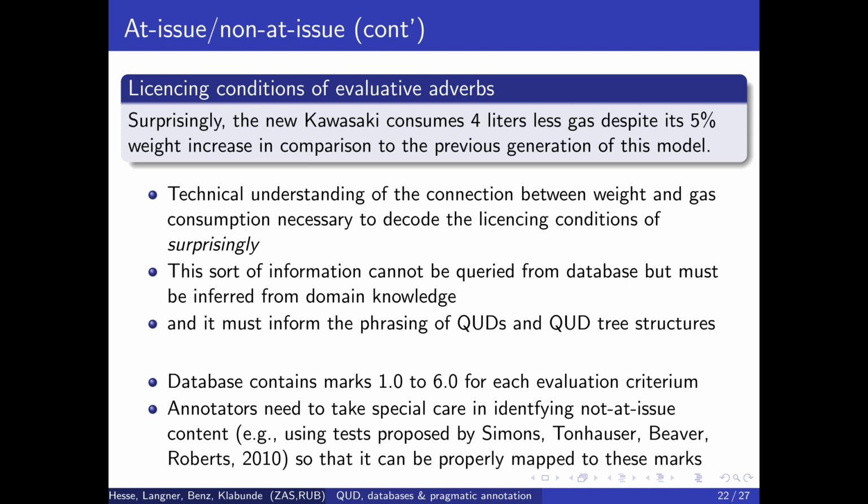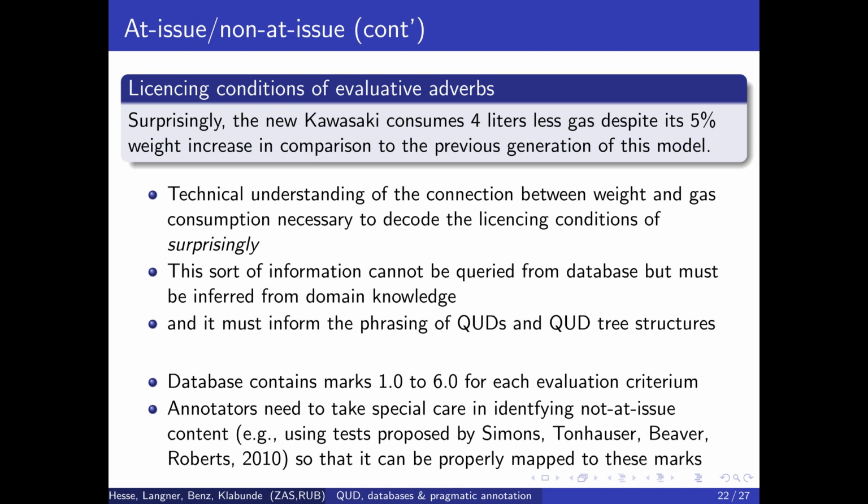There must be a model in the background that says something like, if the weight increases, it's likely that the gas consumption will increase. So if you look at the database and you see that the gas consumption has actually decreased rather than increased, that's counterintuitive, and that contradiction is what licenses the use of surprisingly.